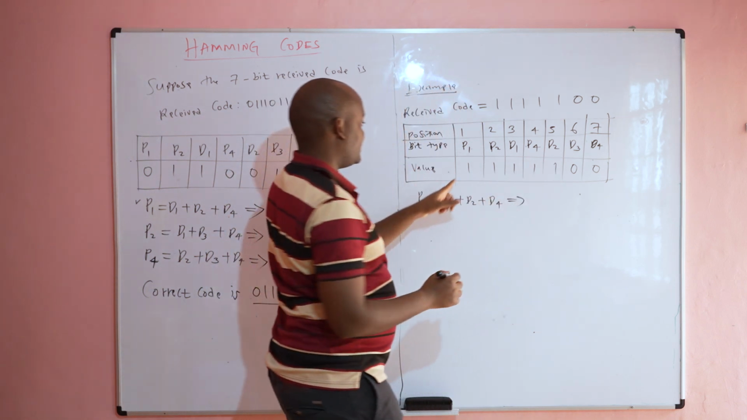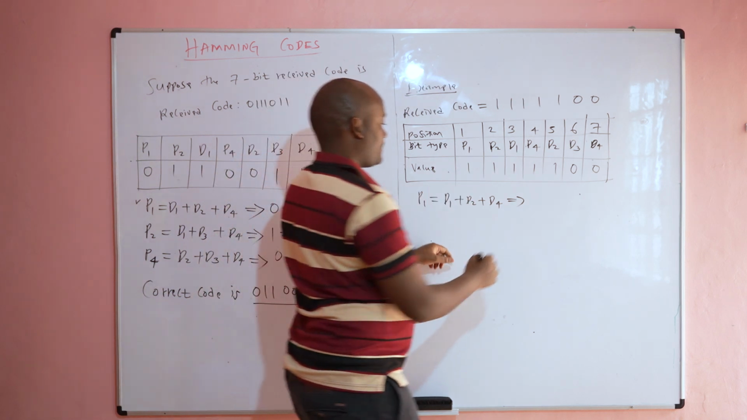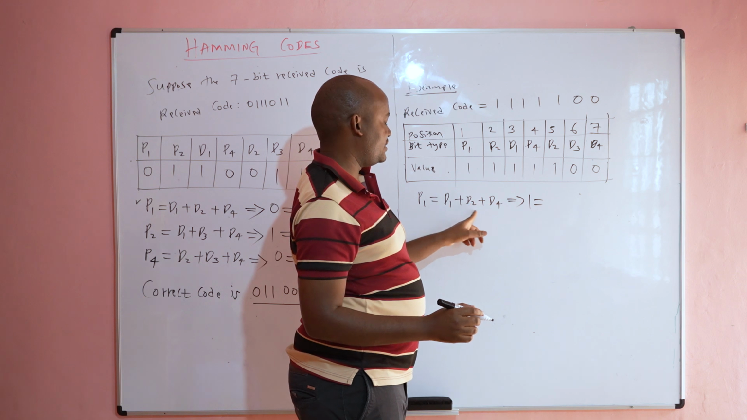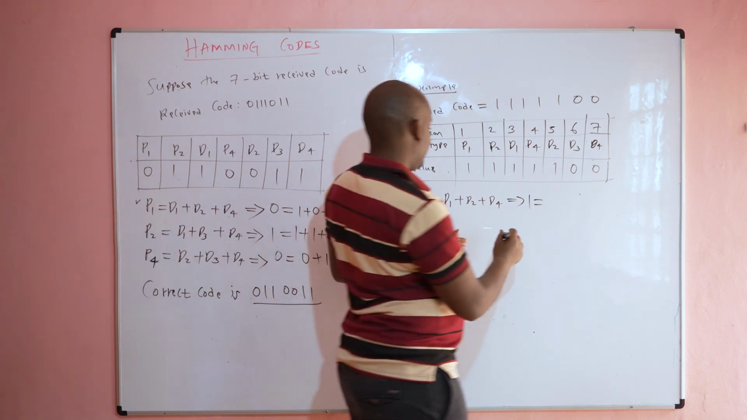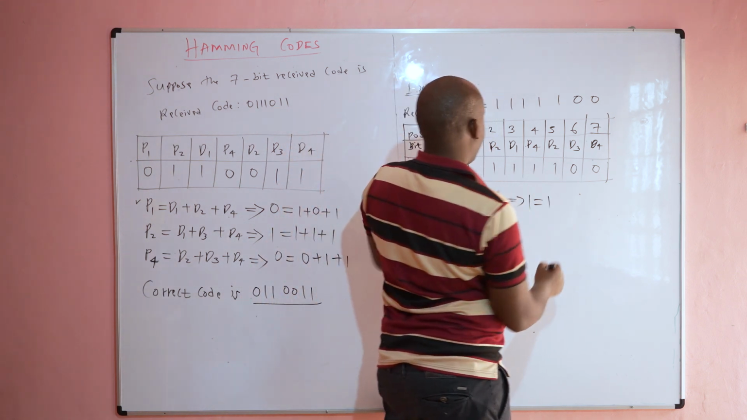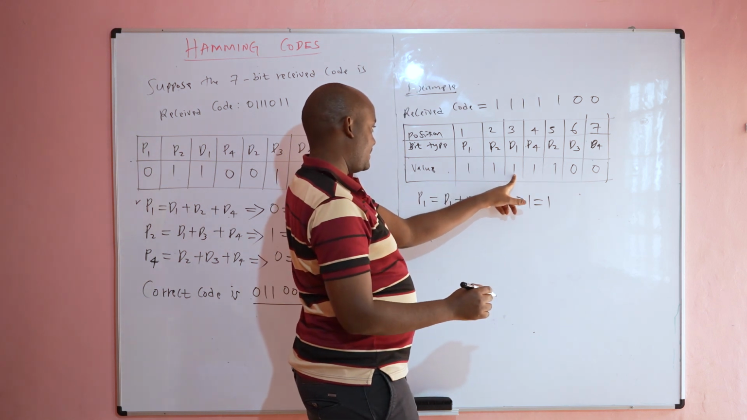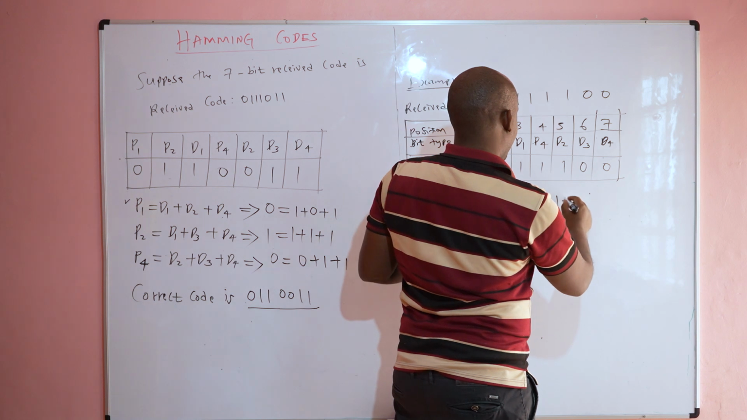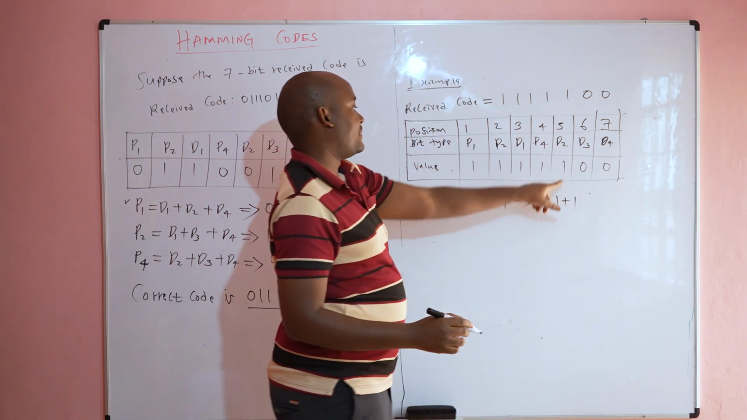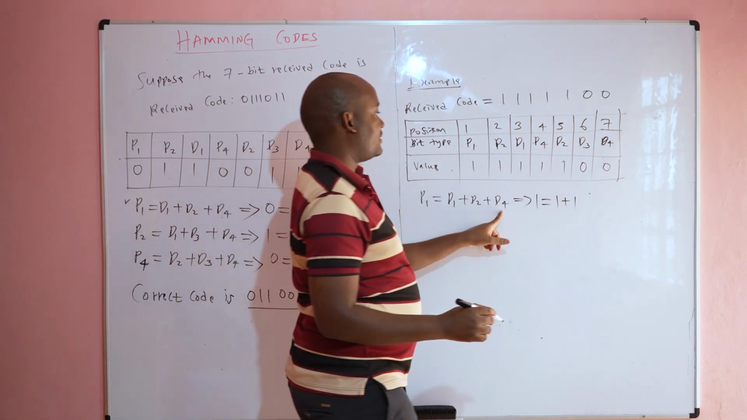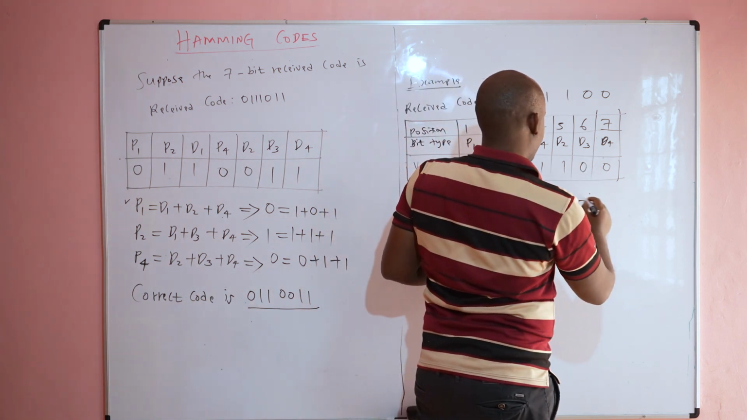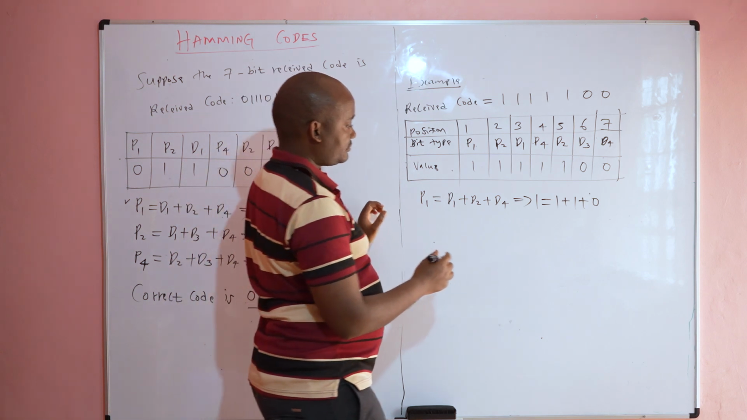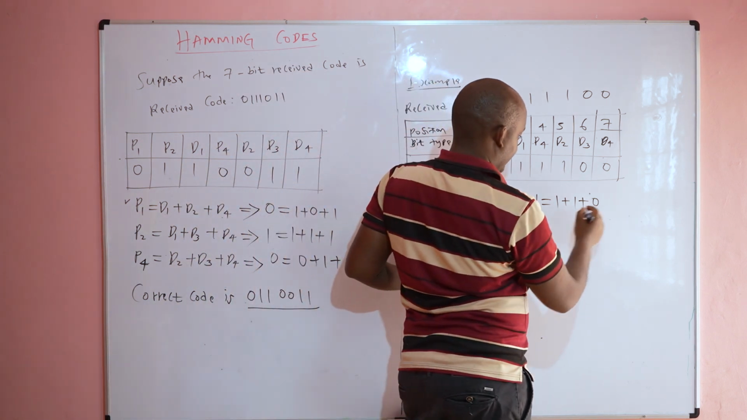This would imply that if our P1 here is 1, it should be the case that when you add D1 plus D2 plus D4, meaning this would be what? 1, because our D1 here is 1. Our D2, which is here, is 1. We add 1 plus our D4. Our D4 is 0, so we add 0 there. So you can see this is giving us what?